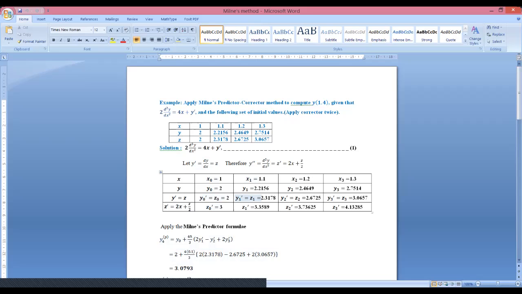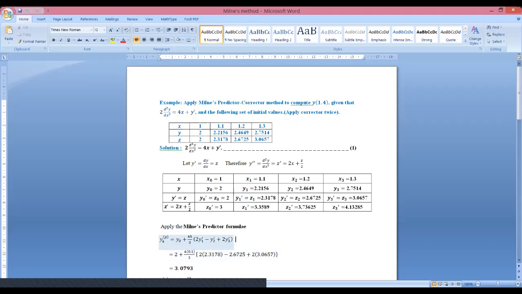That is why we need to note the values, so that we can correctly substitute in the formula. Y1 dash, it is here 2.3178. We'll be substituting that. Then minus y2 dash. Y2 dash value is here 2.6725. Put it here. Then plus 2 times y3 dash. 2 times y3 dash, it is 3.0675.